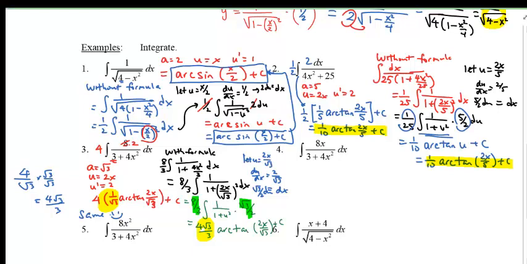Now once again, I showed you examples 1, 2, 3 in two different ways. If you can see it without the formula, by all means do that first. Saves a lot of time.